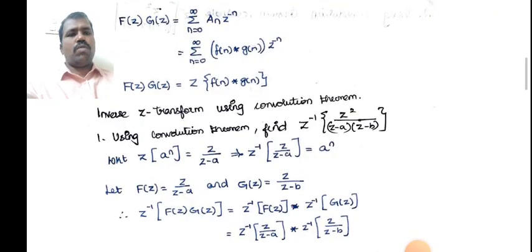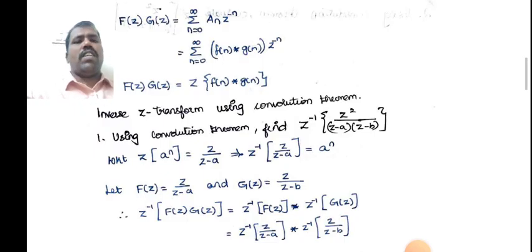Using the convolution theorem, find Z inverse of z square by z minus a into z minus b. We know that Z of a power n equals z by z minus a, which implies Z inverse of z by z minus a equals a power n. F of z equals z by z minus a and G of z equals z by z minus b. Z inverse of F of z into G of z equals Z inverse of capital F of z convolved with Z inverse of capital G of z, that is, Z inverse of z by z minus a convolved with Z inverse of z by z minus b.